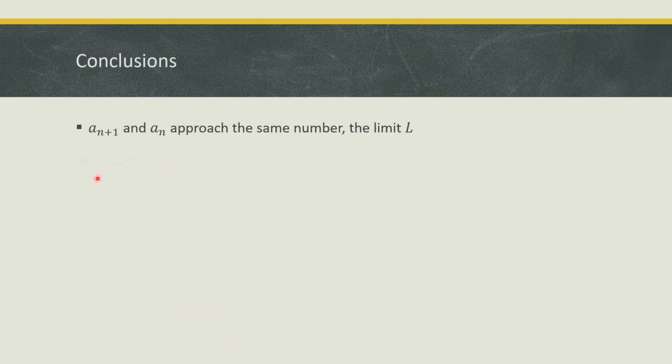In this video, we developed a test to determine whether a sequence diverges. We have made use of the intuition that two consecutive terms in a sequence, as n approaches infinity, approach the same number, the limit L. And so if they approach the same number, they also get close to each other. And so we've intuited and actually proven the following statement, that if the sequence converges, then the limit of the difference between two consecutive terms as n approaches infinity is actually 0.